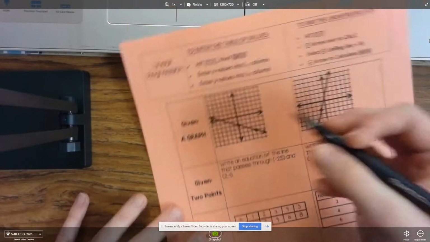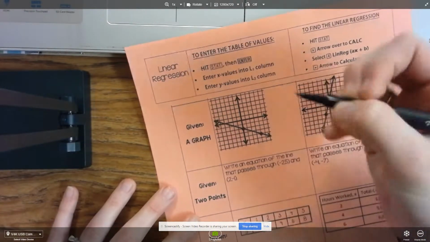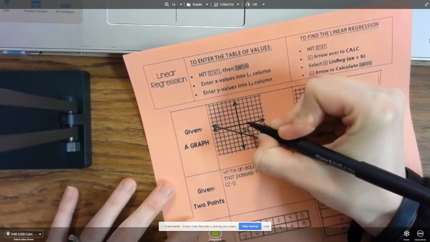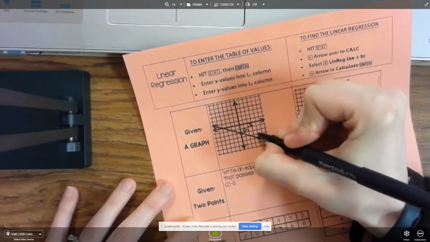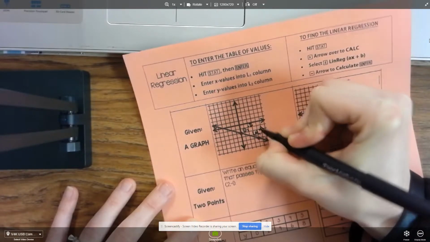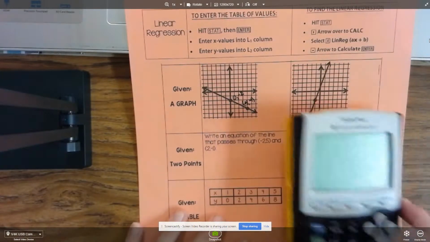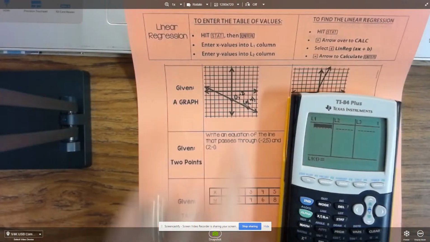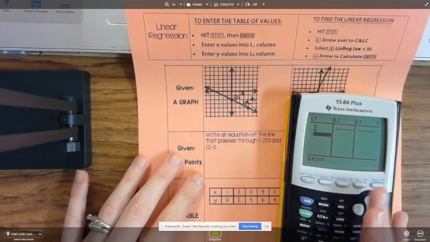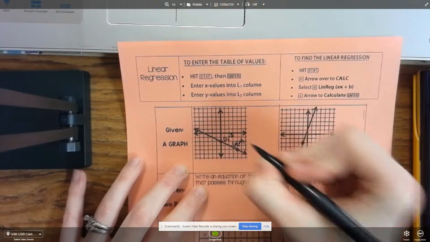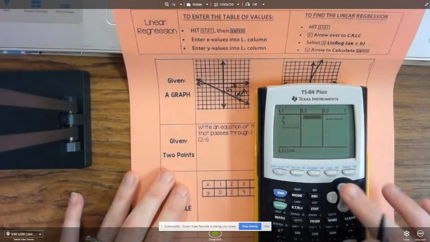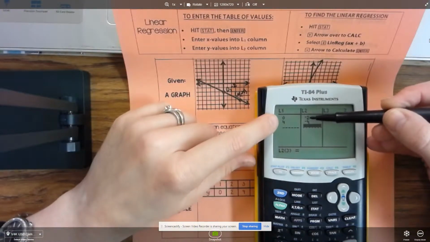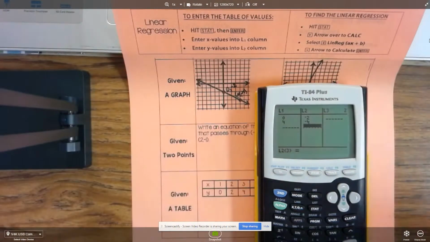From a graph, we need two nice points, and those are already marked for us. This point right here is (0, -2), and this point is (4, -4). In your calculator, go to stat, make sure it's clear. My x's are 0 and 4, and I'm sorry, this should be a -4. Your y's are -2 and -4, and you need to make sure that the x's and y's line up. So 0 and -2 go together, 4 and -4 go together.